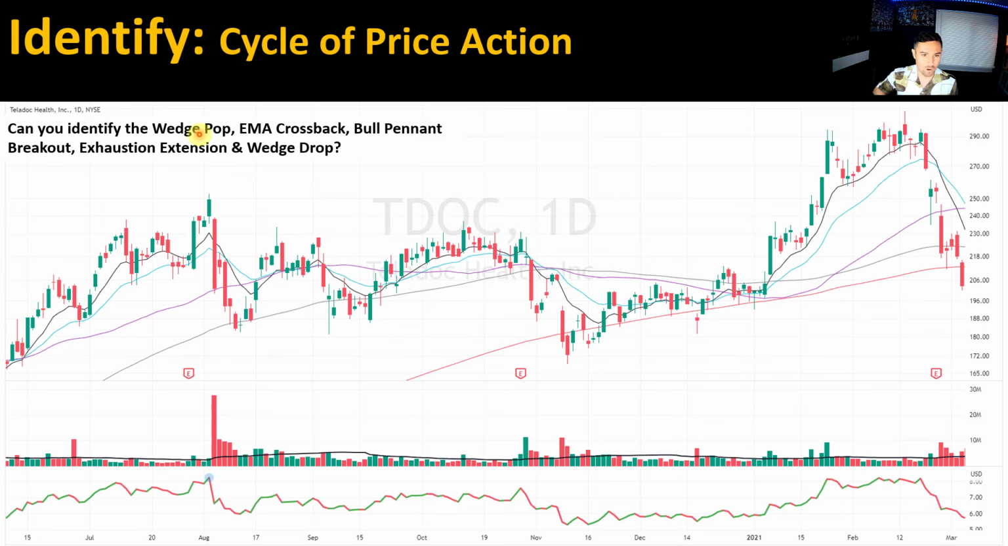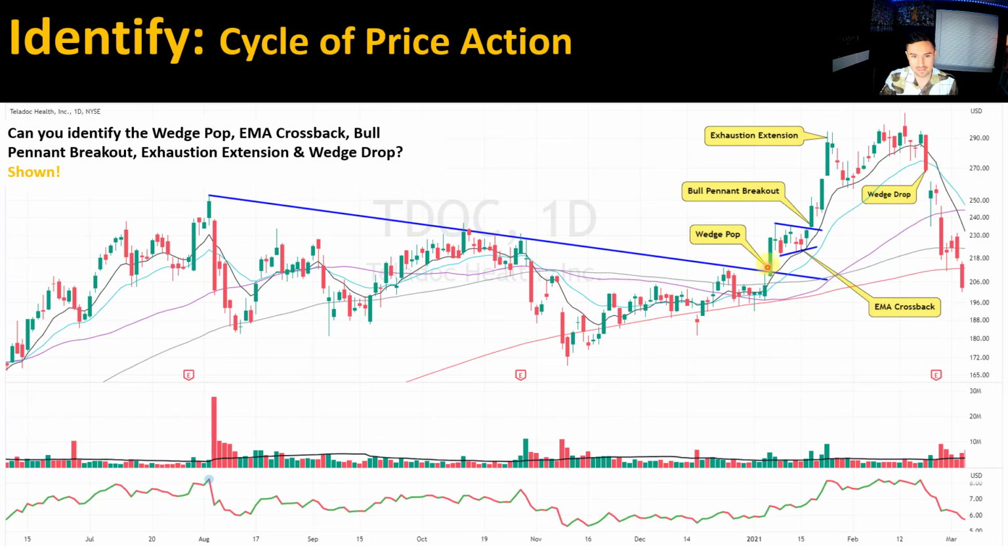3, 2, 1. See if you can get them. So here is the wedge pop. See how it pops back up, reclaims the 10 and 21 EMA. Look at the tightness coming through in here as well. See how the stock was building higher lows. You then get the bull pennant breakout.